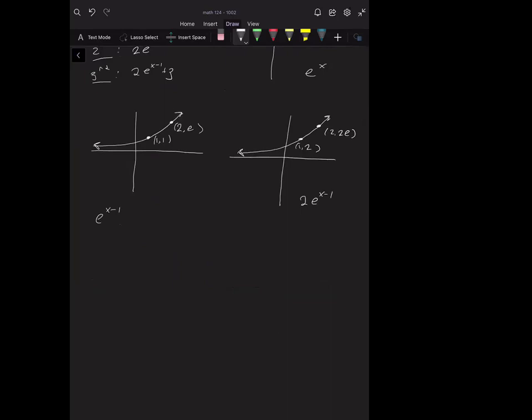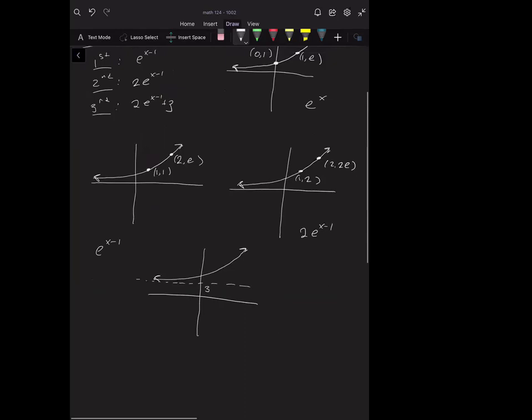And then the last graph, when we add the 3, this is going to move everything up 3 units. And so remember, now we have to move the asymptote up 3 units. So now it'll get close to that line. That's the line of 3. And then all the y values get added to 3. So this has a y value of 2. If we add 3 to that, it becomes 5. So that's going to be at the point 1 comma 5. And then the last point over here, this has a y value of 2e. If we add 3 to it, it becomes 2e plus 3. So this is going to be 2e plus 3. And then this would be the last graph.